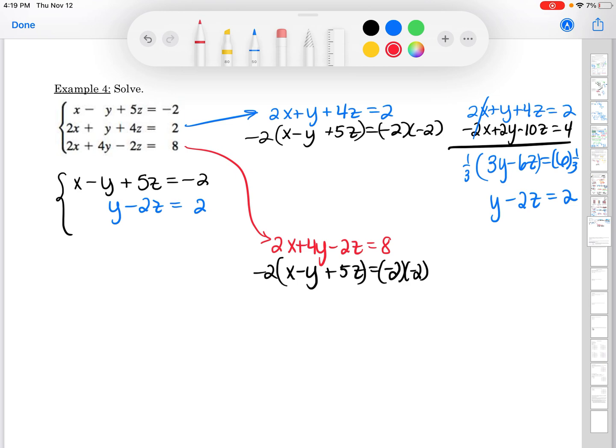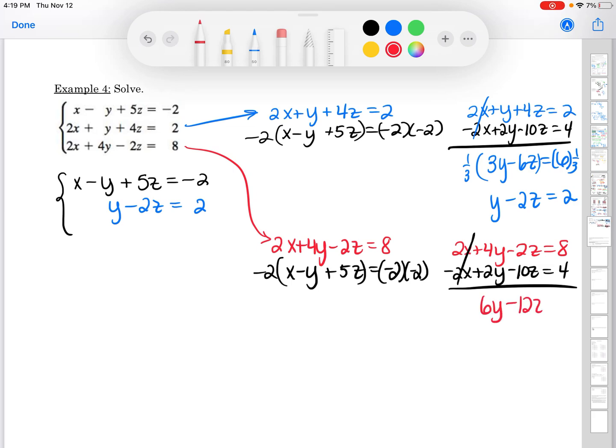So the first equation stays the same, or the red equation, I guess I should say, and we have negative 2x plus 2y minus 10z is equal to 4. The x's will cancel. That's going to give me 6y minus 12z is equal to 12. Again, I can simplify, so let's multiply by 1 over 6. And that's going to give me y minus 2z is equal to 2.